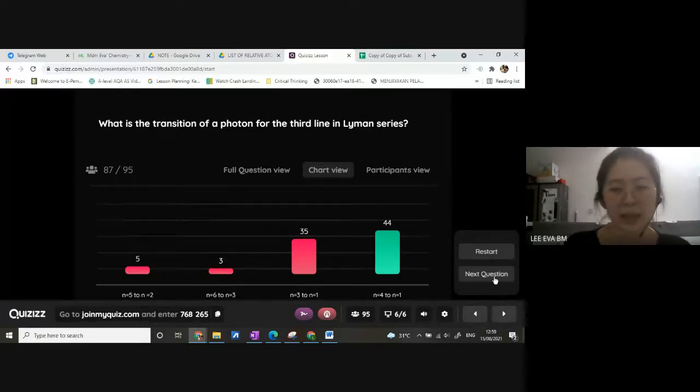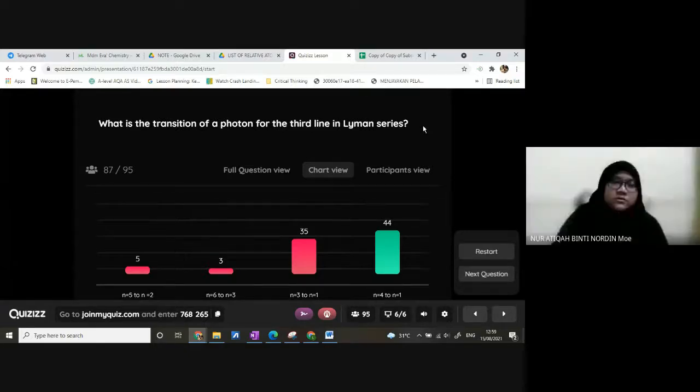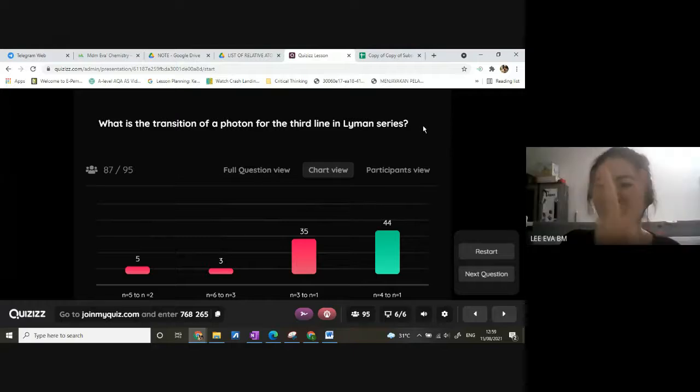Well, here we have two answers which are quite similar. n equals 3 to n equals 1, and also n equals 4 to n equals 1. If you see over here, transitions for the third line in the Lyman series. The Lyman series ground state equals 1. So the first line will be 2 to 1. Second line, 3 to 1. The third line will be 4 to 1.